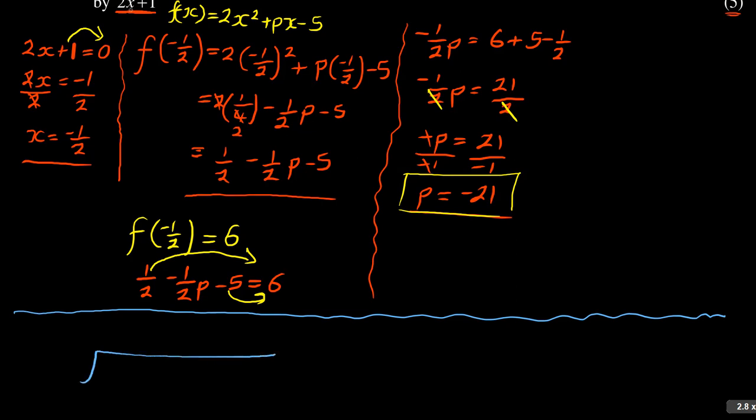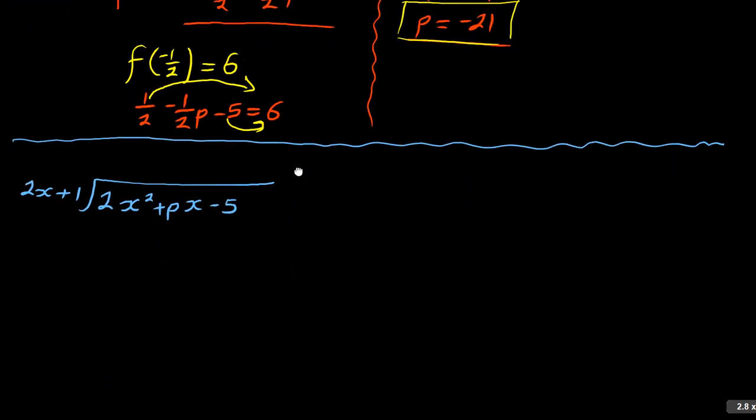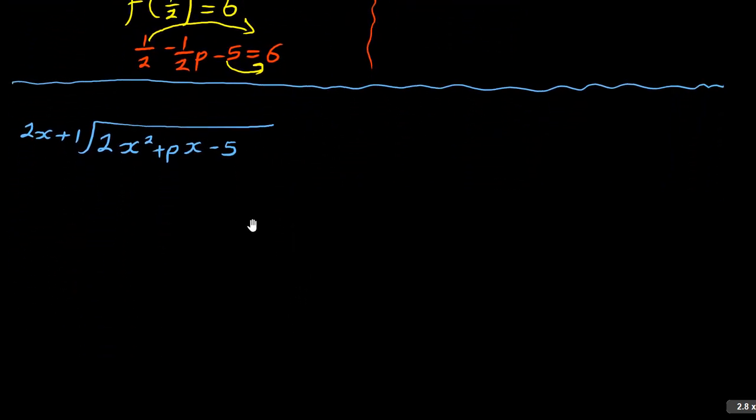Remember, you are dividing by 2x plus 1. So you have your 2x plus 1 there, and your f of x, which is 2x squared plus px minus 5. So this is what you'll be given. Now you can do what I call the long division, and you need to go to my previous lessons or any other lesson where you practice the long division method using this process.